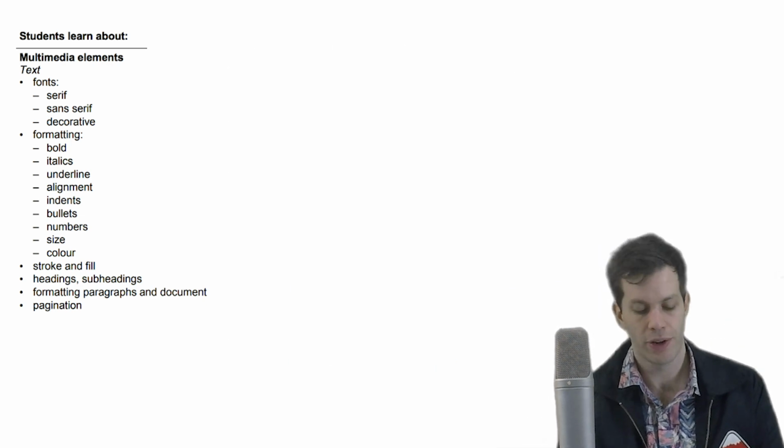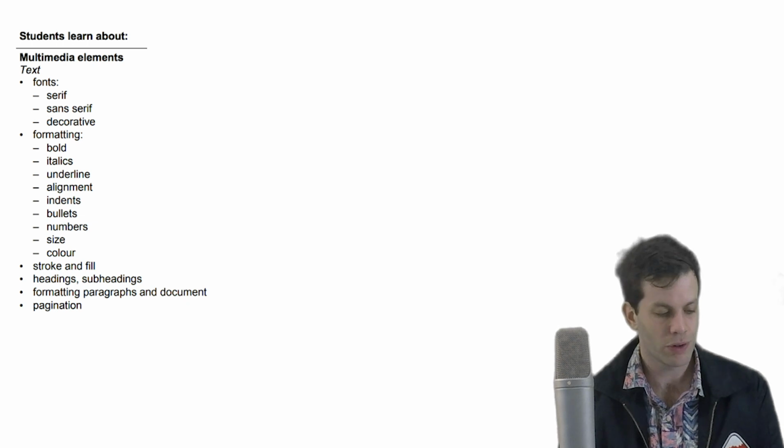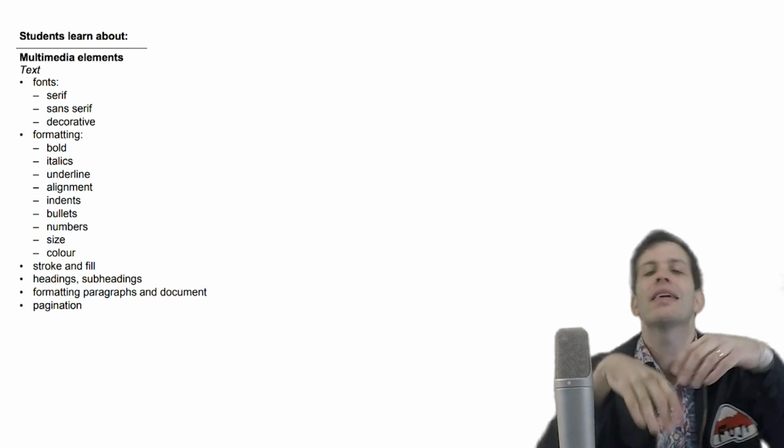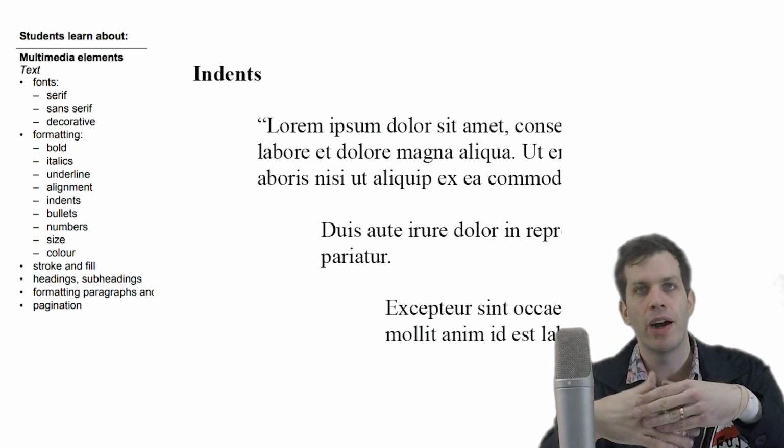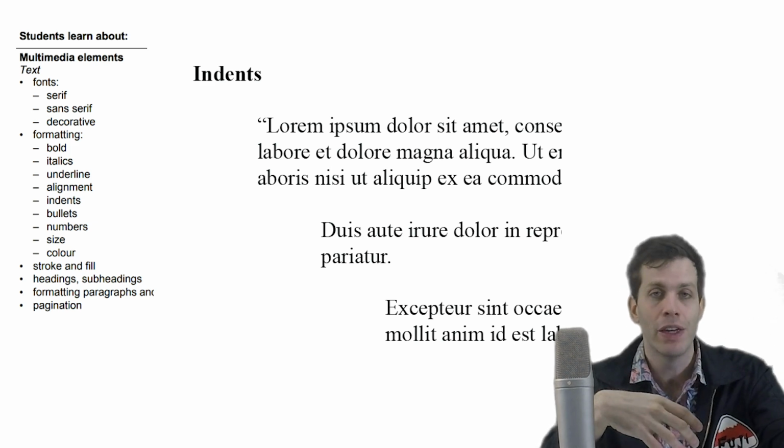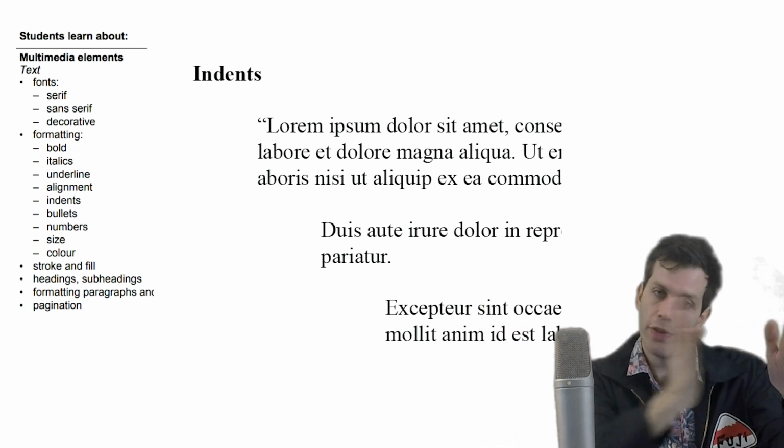Moving on. So we've talked about alignment. We can talk about indents. An indent is best represented probably by suggesting the tab key. So when you tab, it moves over just a little bit.